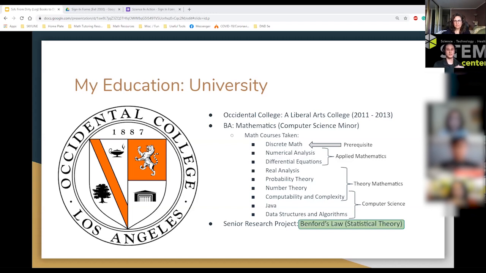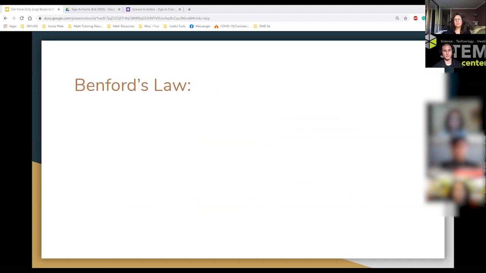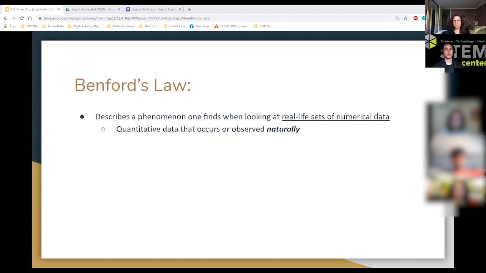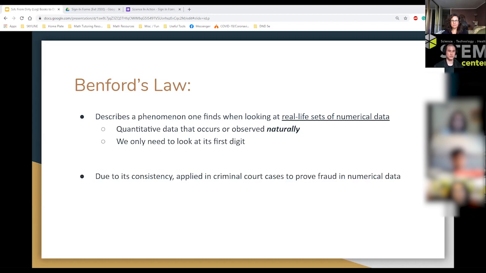And so we're going to transition from my educational background and now zero in and focus on this concept of Benford's Law, which was my research topic. Okay, so Benford's Law. It describes a phenomenon that one finds when looking at real life sets of numerical data, right? Quantitative data, in other words, that occurs or is observed naturally. And better yet, we only need to look at the first digits of these expansions of this numerical data set, okay? So looking at the first digit, right?